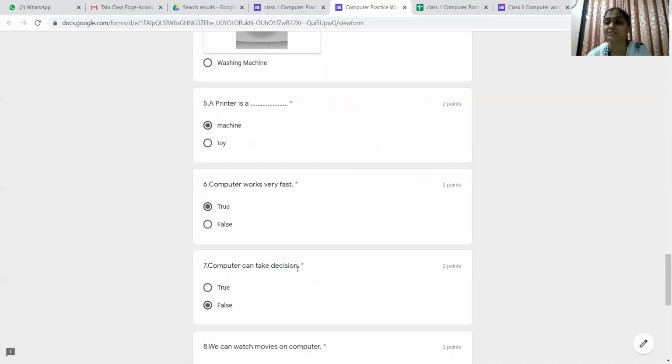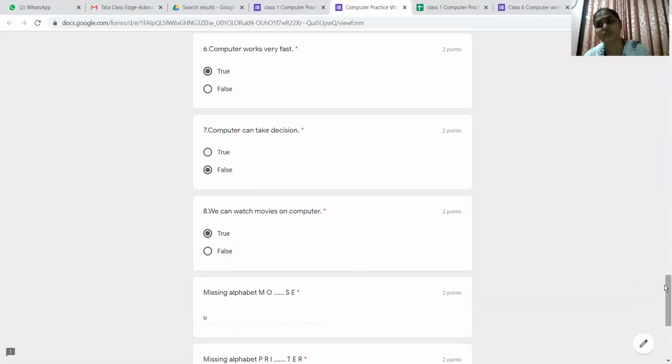Computer can take decision, but we know computer never takes decision. We have to give the instruction to the computer, then only computer performs those instructions. So computer cannot take decision because computer doesn't have a brain to decide, right? That's why we have selected false. False means wrong. We can watch movies on computer. Yes, we can watch Chota Bheem, we can watch Spider-Man, right? So true. Next one is missing alphabet.